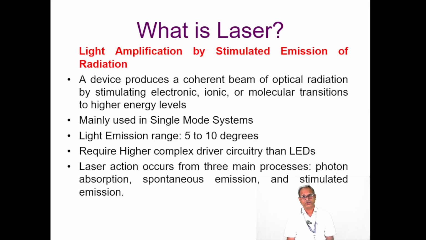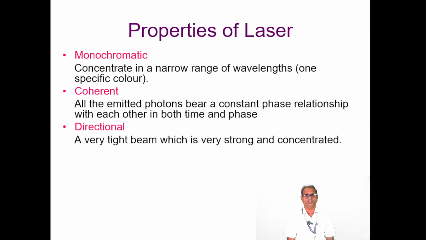Laser action occurs basically with the help of 3 main processes. The first process is the absorption process, the second is the spontaneous emission process, and the third one is the stimulated emission process. So, one by one we will see these 3 processes in the laser action. But first of all we go for the properties of laser.